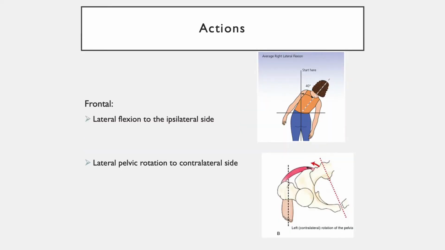So here are the actions for the muscle. So it's lateral flexion to the ipsilateral side. So you can see on the top picture, it says start here. So the person started standing upright and then tilted at a 40-degree angle. Then it's a lateral pelvic rotation to the contralateral side. So you can see at the bottom picture that the person is standing up straight, and then it's going to rotate the pelvic area towards the front of the body.